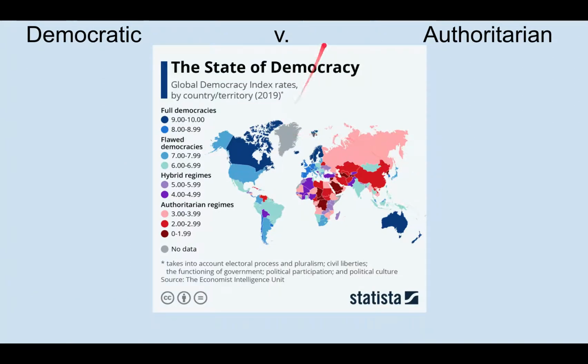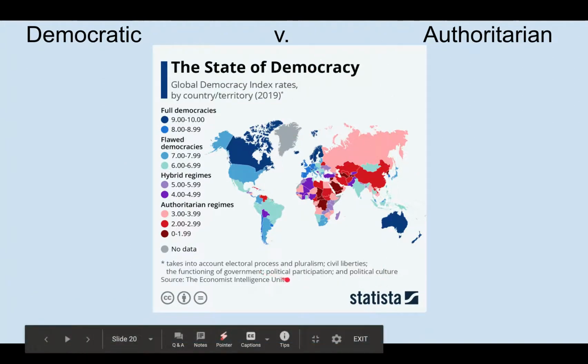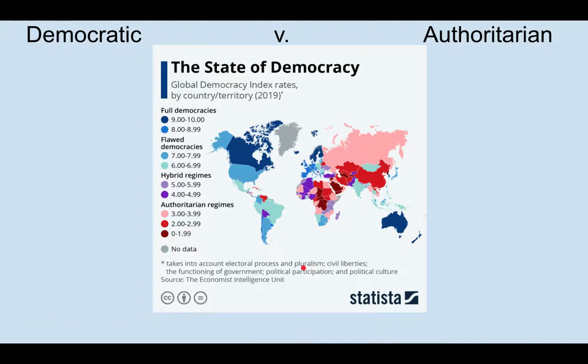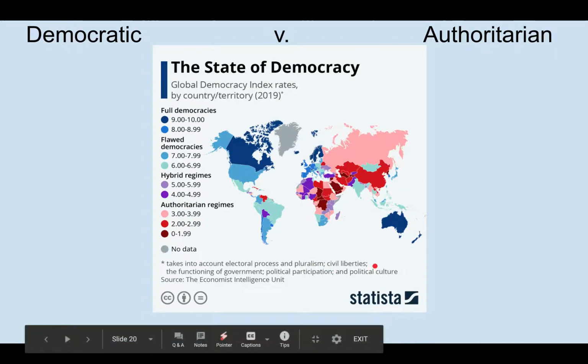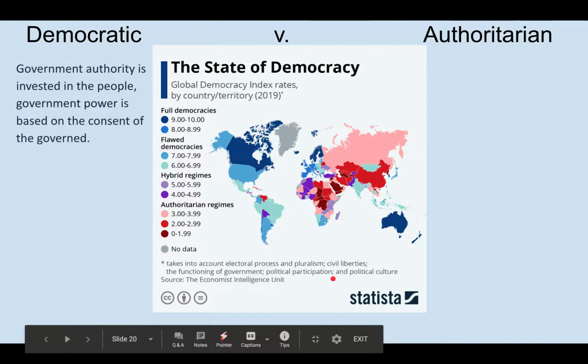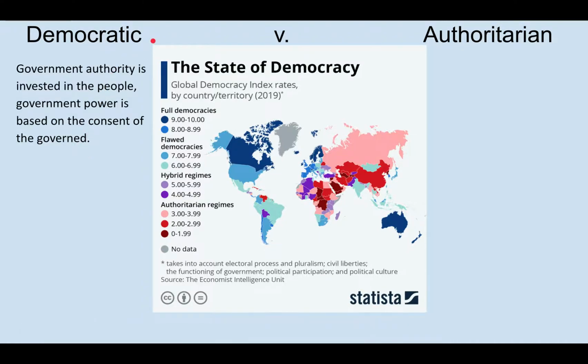All right, state of democracy. This map is going to take into account electoral processes, pluralism, which remember means that groups are allowed to influence the outcome of political policy, civil liberties such as speech, press, right to petition and protest, the function of government, political participation, political culture. So democratic is going to be a regime where government authority is invested in the people. Government power is based on the consent of the governed.